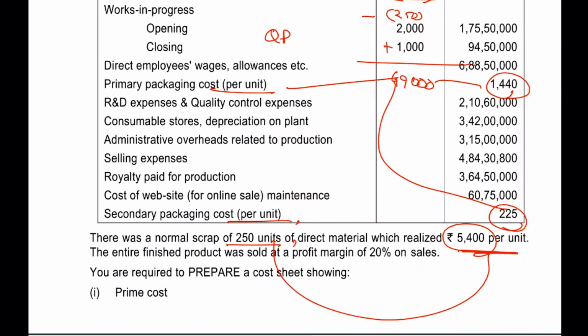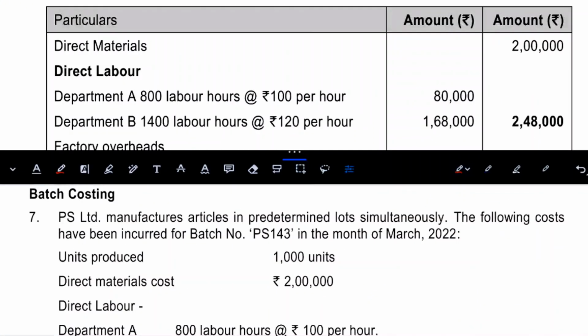अच्छा, one more thing. This is scrap of what? Material. So it should not be subtracted from QRAP. It is specifically mentioned material का, so it should be subtracted from raw material. If only scrap is given, we will assume during production. You will subtract it from QRAP. Done? Normal scrap. Done. So we are done with this question also.